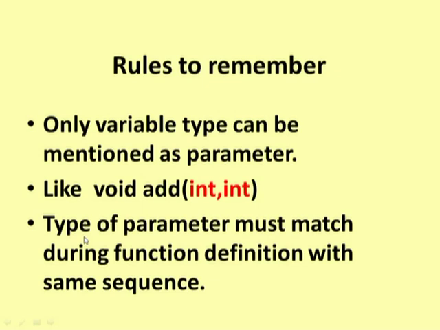Means the data type should also match. If I try to write the body for add and I write void add float a comma float b, then it also generates the error. In the declaration section you mentioned that my add function will take integer values, and in the definition you are providing float values, so it also generates the error. So the sequence should be the same as well as the data type of the parameters must match.